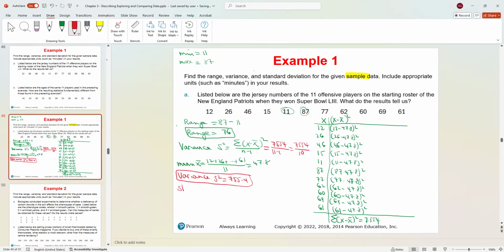Now remember, standard deviation is the square root of the variance. Standard deviation S is the square root of the variance, meaning the square root of the sum of (xi minus x bar) squared over n minus 1, because we're dealing with a sample. So that means the square root of 755.4. When you take the square root of 755.4, it gives you 27.5.